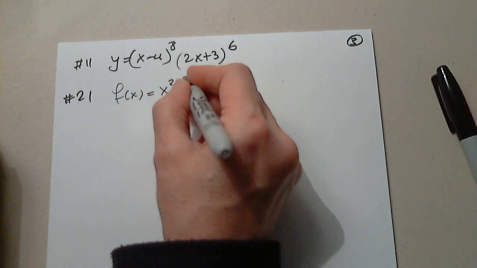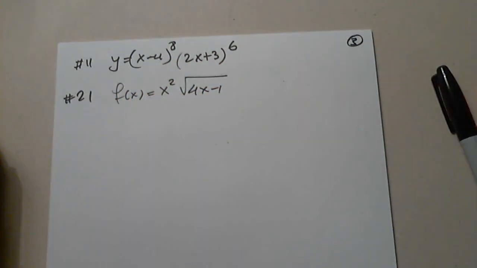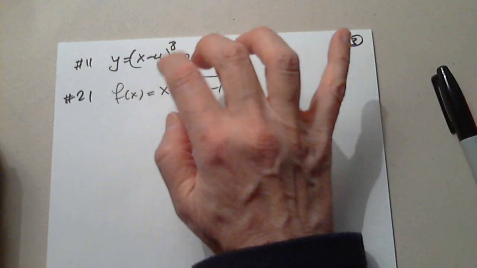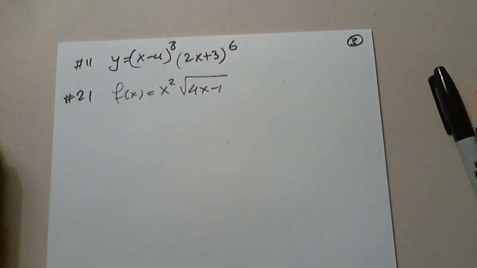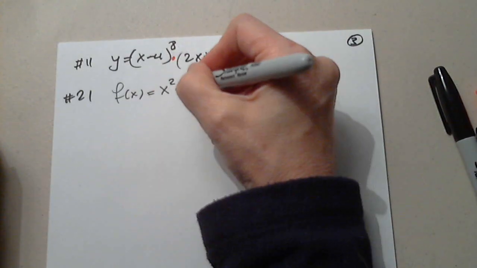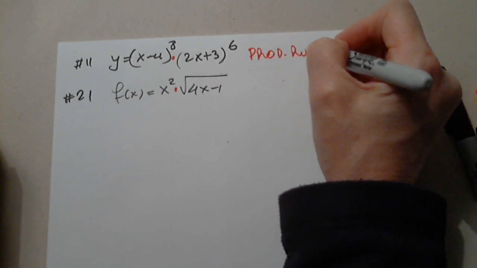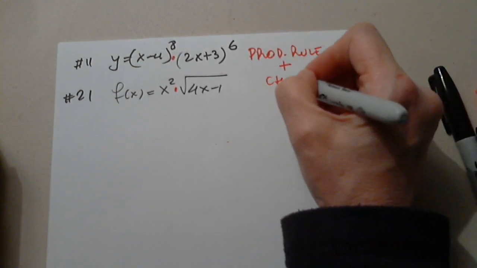Equals x squared times the square root of 4x minus 1. Perfect. Very good examples. So let's start with the first one, 11. As you notice, both of them are products. How do I know? Right here. So I have to use the product rule plus the chain rule.